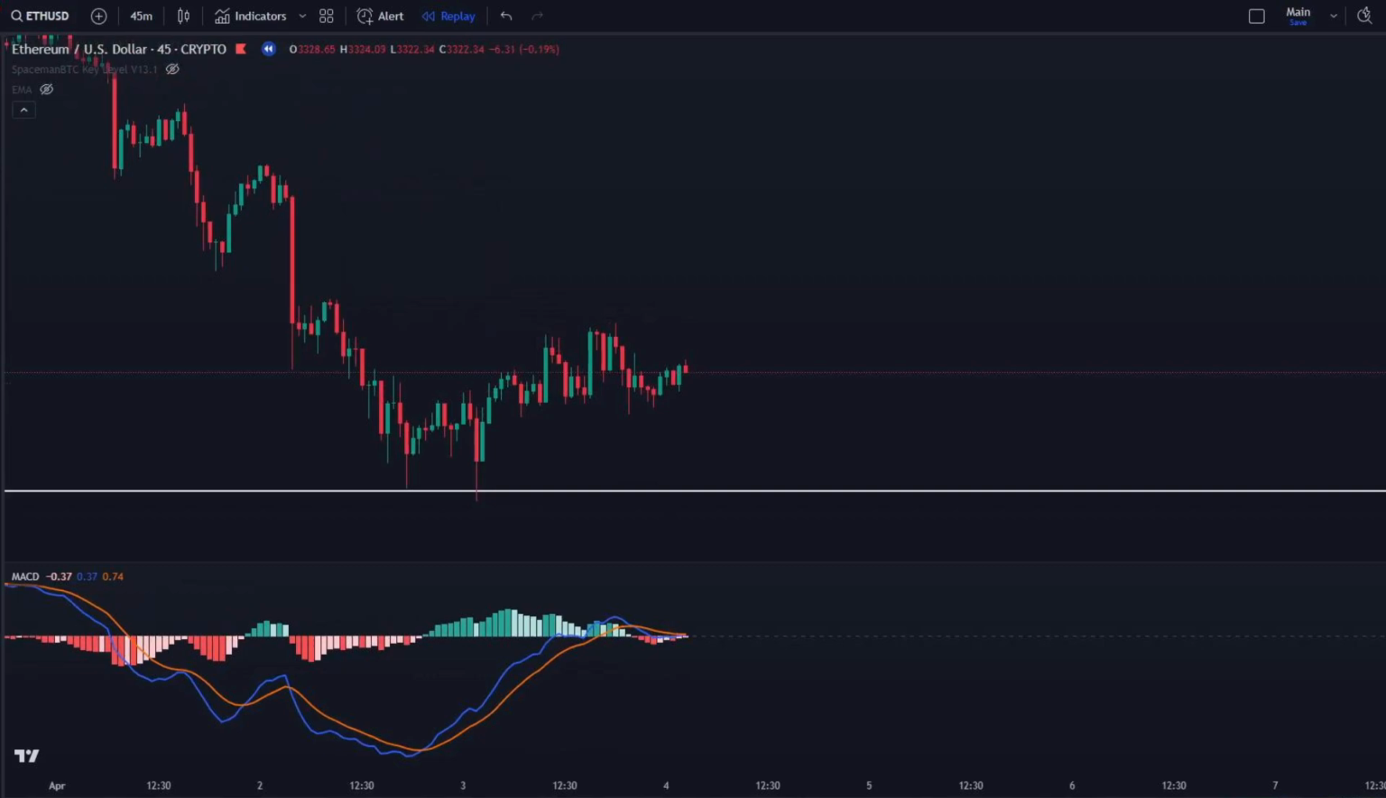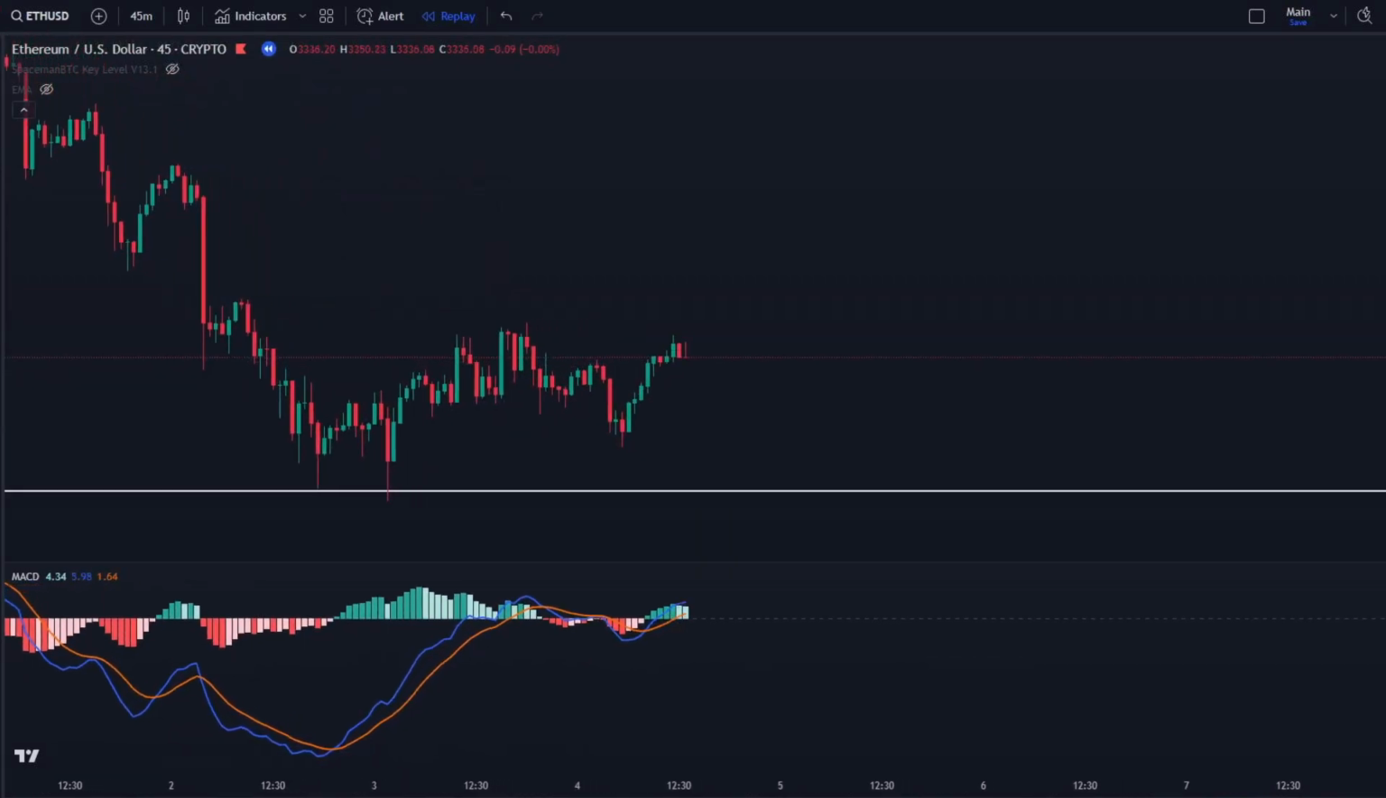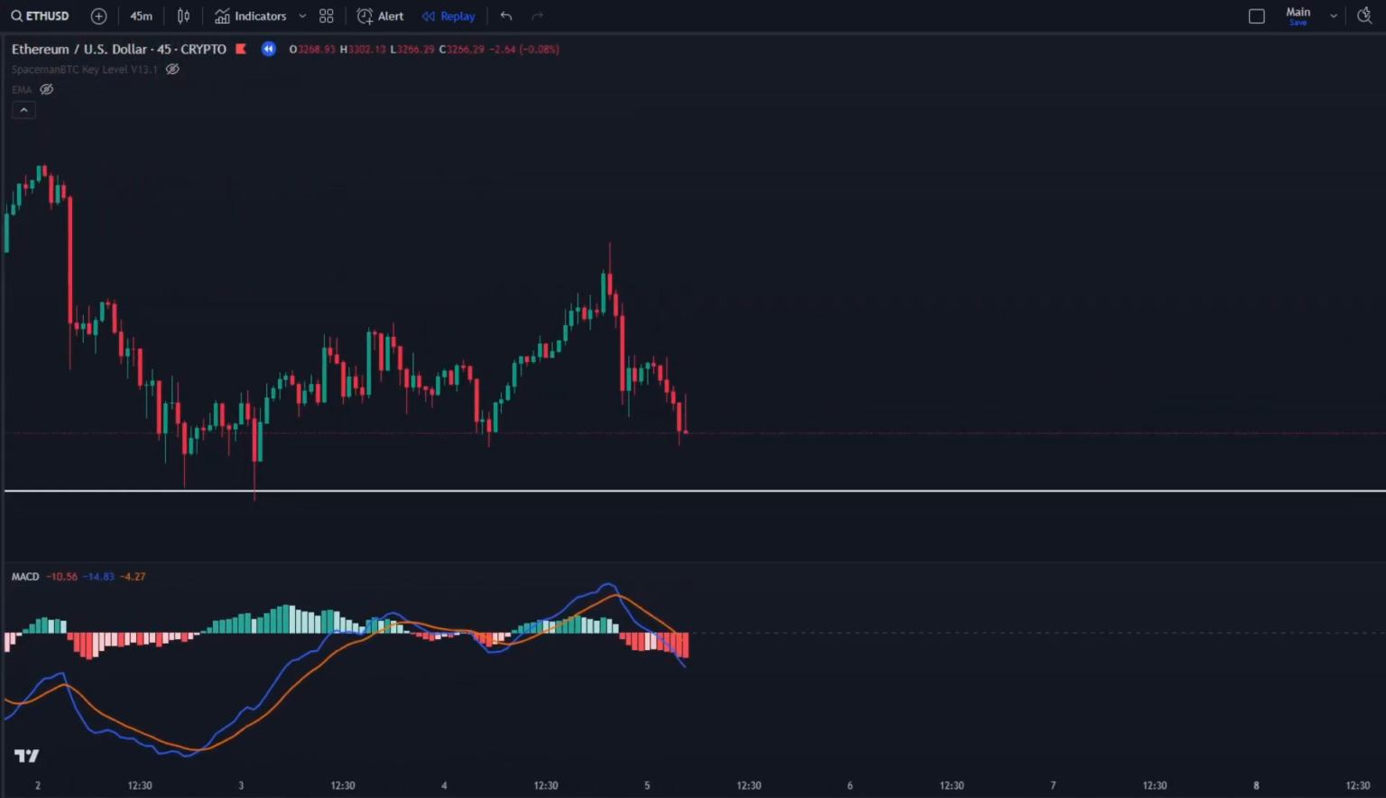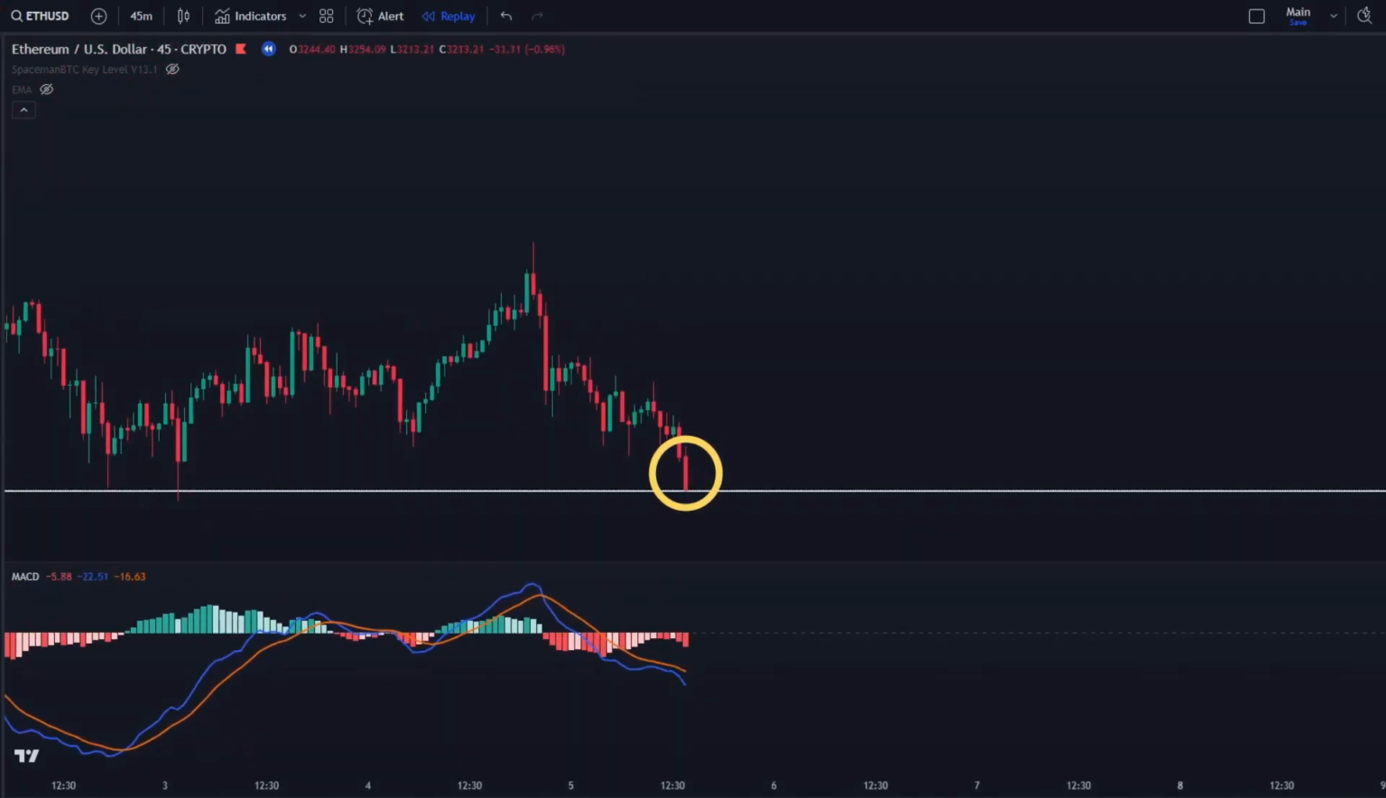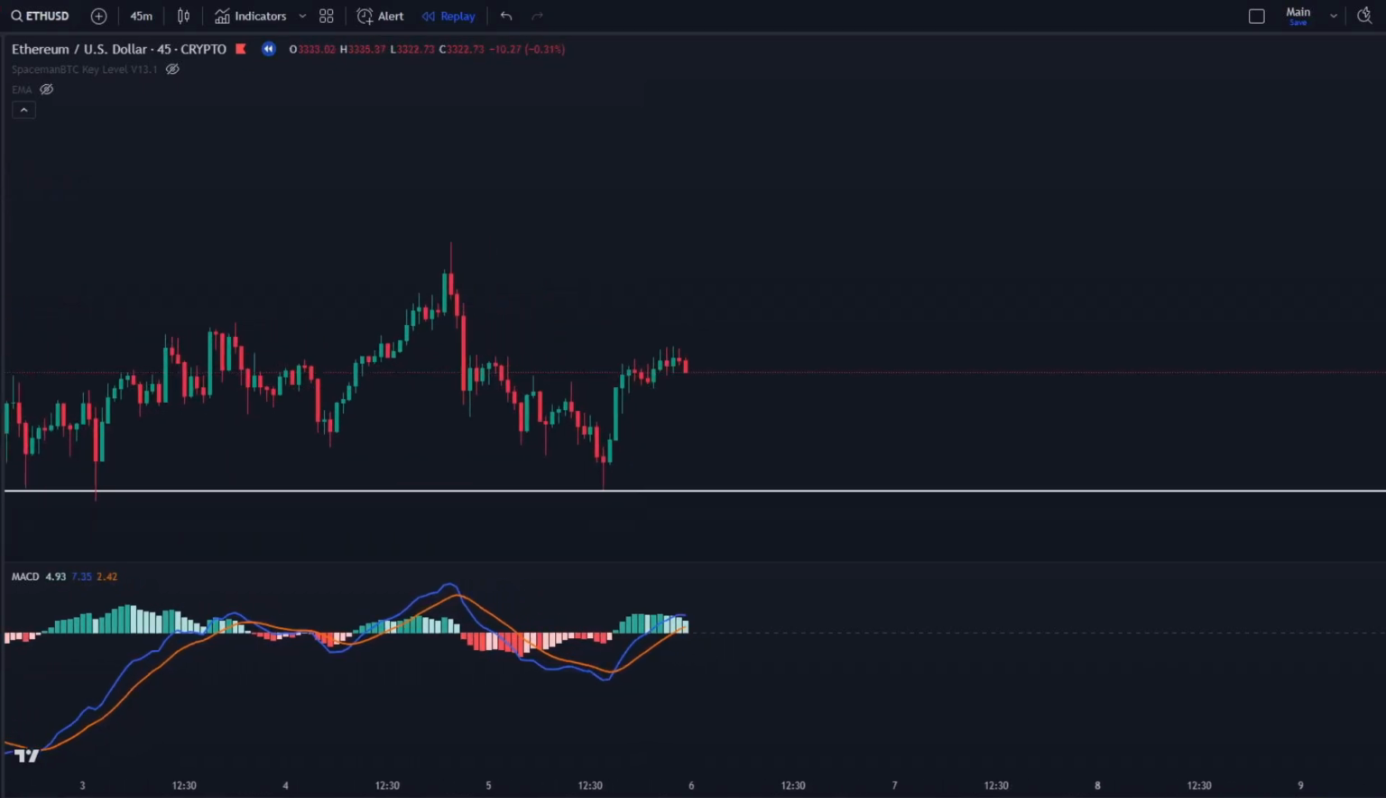But as a clear side note, just because we made the support and it bounced off this before doesn't mean that it's always gonna do it again. It can easily break through the support and drop lower if it has enough momentum. If we want to make sure the price is about to change in momentum, that's when we bring out the MACD indicator. So what you would do is make sure the price is above the 200-day moving average. Once the price hits the support, wait for the lines on the MACD to cross below the zero level, and that's when you enter the trade.